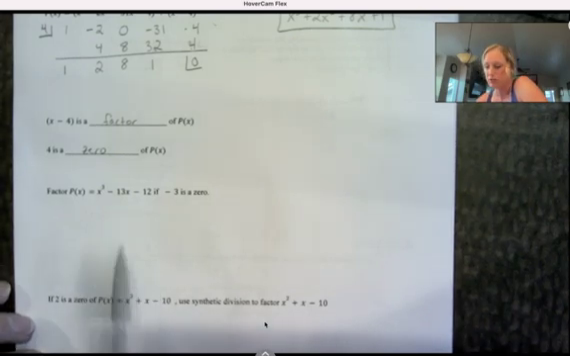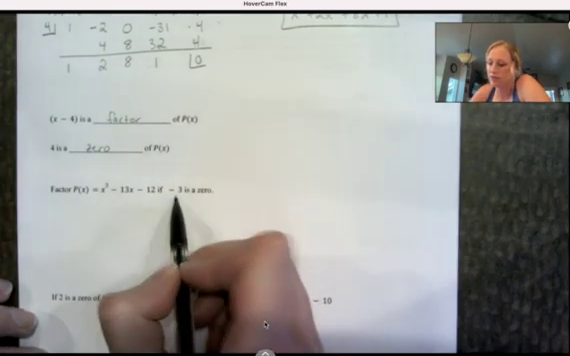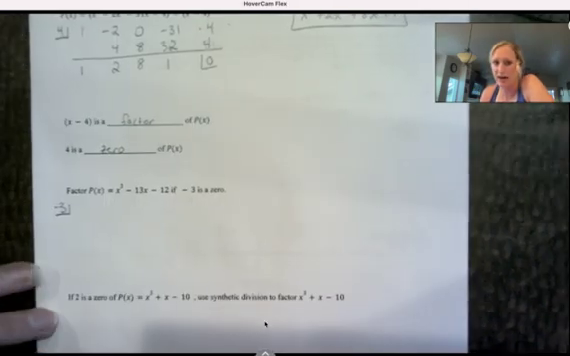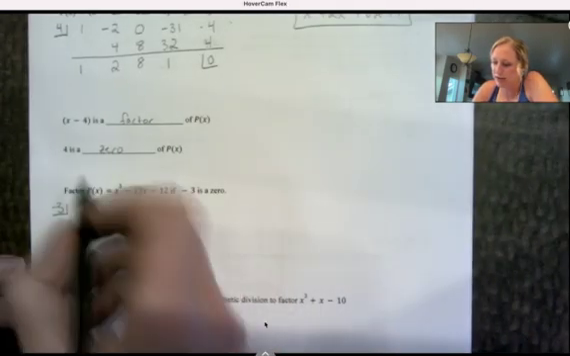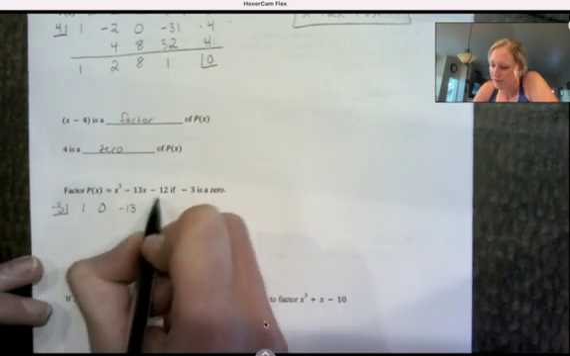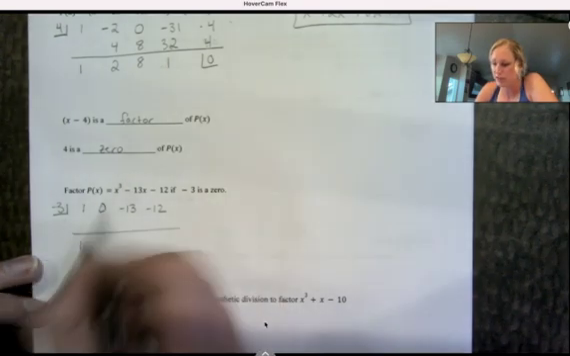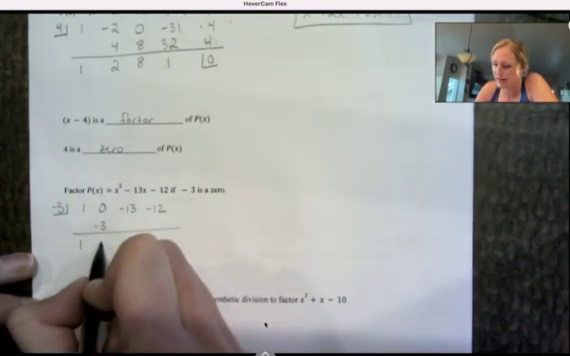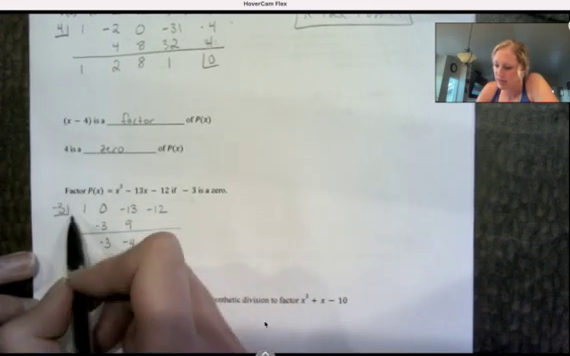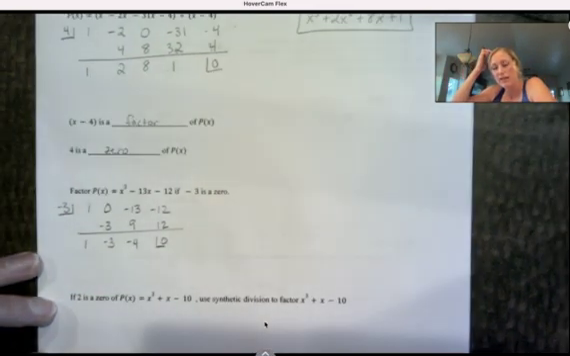All right, this one says factor given that negative 3 is a 0. So if negative 3 is a 0, that's what goes in the box. We're going to divide using synthetic division. Here I have a third degree, nothing to the second power, negative 13, and then negative 12. Bring down our 1. Negative 3 times 1 is negative 3. Add. Negative 3 times negative 3 is 9. Add. Negative 3 times 4 is positive 12. Add. So this went in evenly.